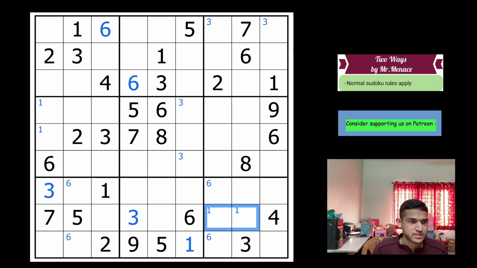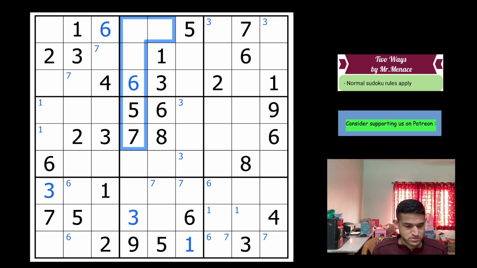Okay, 7's in column 1, so 7 goes in one of these two cells. 7 is not in row 8 in box 8, so 7 goes here, and that puts a 7 in one of these two cells. So 7 is here, and 7 cannot be in this area, so 7 goes here, and that removes the 7 from this cell, so gives a 7 here.